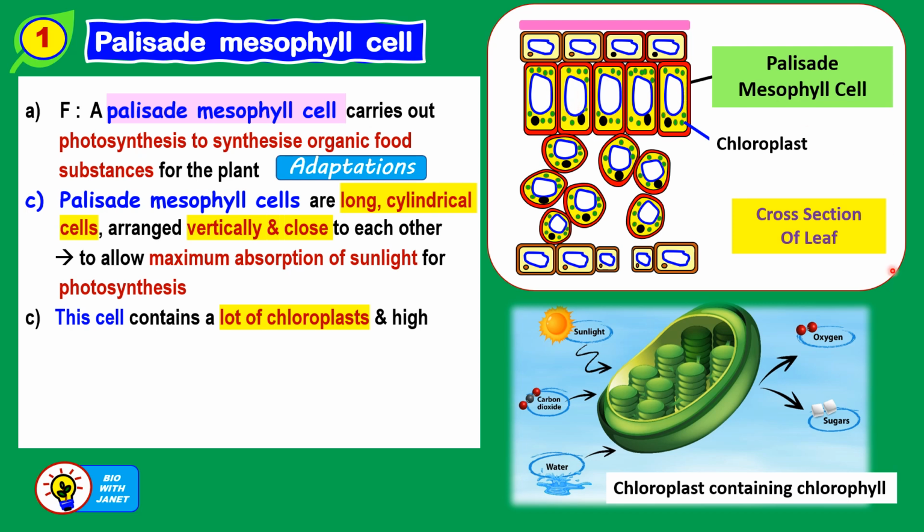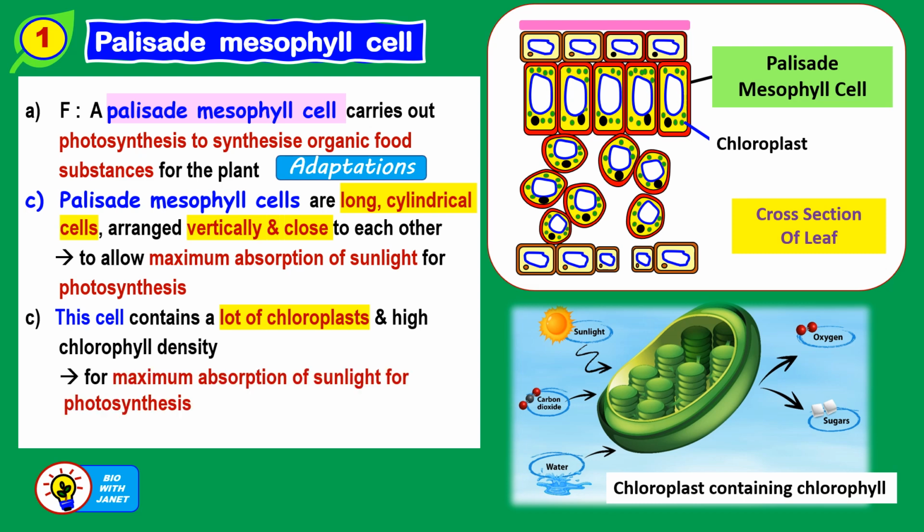Now, this cell also contains a lot of chloroplasts. This is the second adaptation. So we can see all these green chloroplasts inside the cell. So the chloroplast is an organelle, as shown here, that contains the green pigment called chlorophyll that can absorb sunlight for photosynthesis. So since this cell has a lot of chloroplasts, it will have high chlorophyll density. For what reason? Again, for maximum absorption of sunlight for the process of photosynthesis.